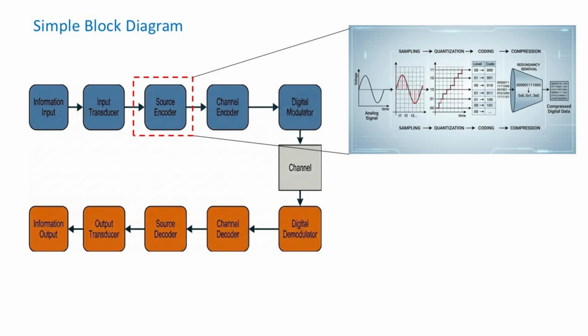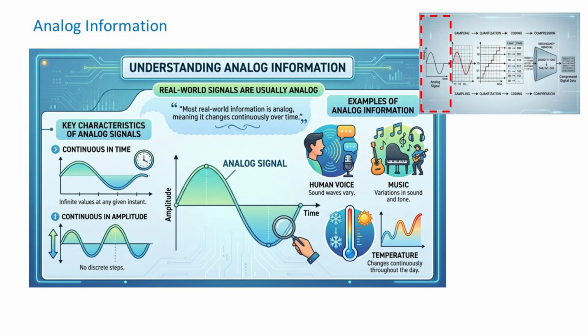To understand how source encoding works, we first need to look at the original type of information we deal with in the real world. Most real-world information is analog, meaning it exists in a continuous form. This means the signal changes smoothly over time without sudden jumps. Examples include human voice, music, and temperature, all of which vary continuously in nature. Analog signals are continuous in both time and amplitude, meaning they exist at every moment and can take any value within a range.